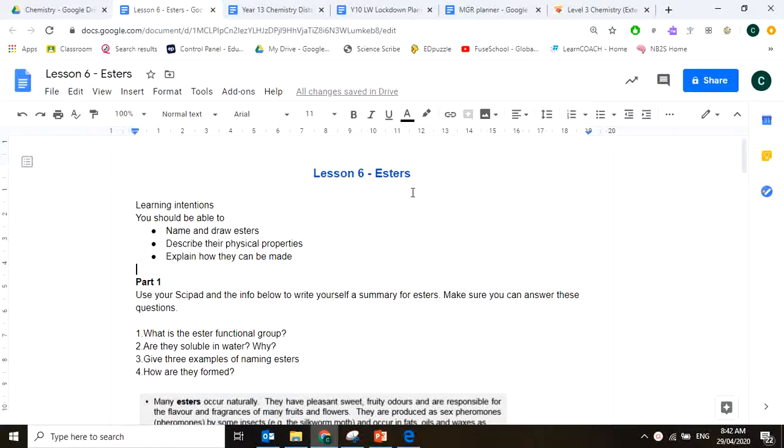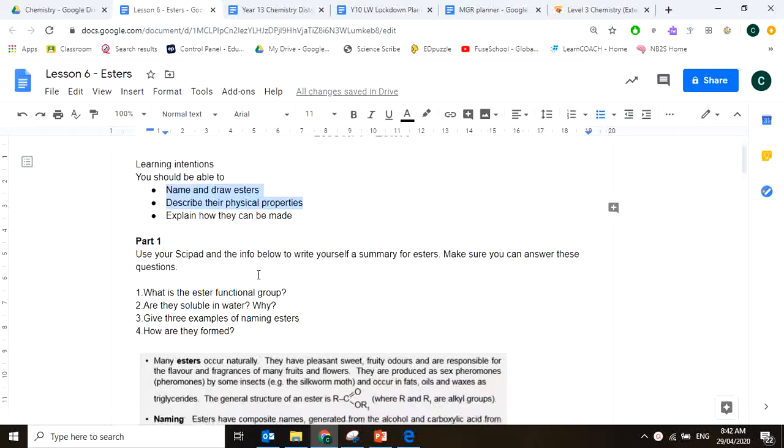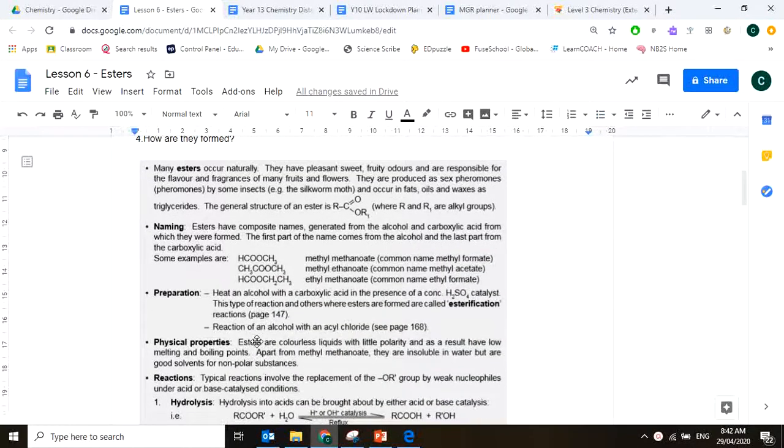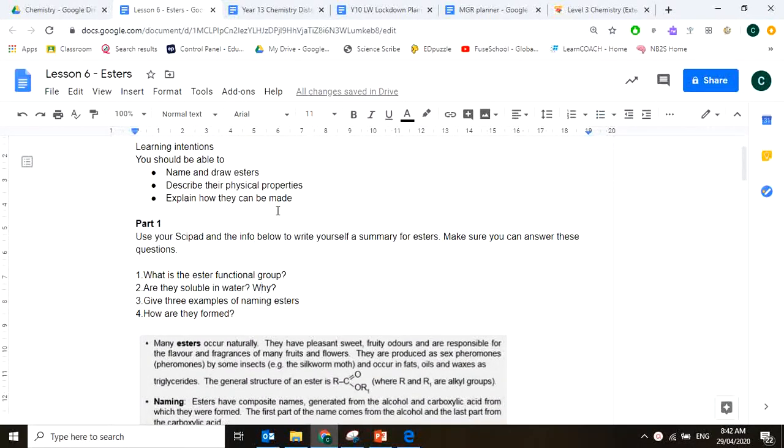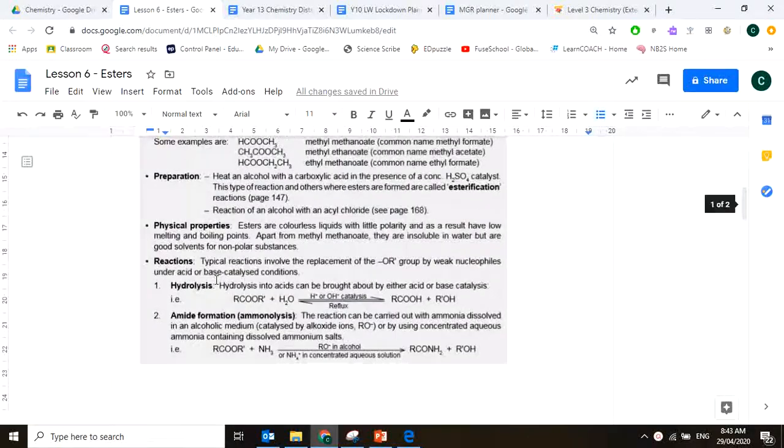Hi guys. So I'm just making a lesson and assignment for you on esters, which is the next part of the topic. The first two learning intentions you're going to do on your own using this information that I've linked in here and using this iPad. So I'm going to assume you've already done that part, so I don't have to recover things. What I will be doing is looking at this learning intention and then some from part two.